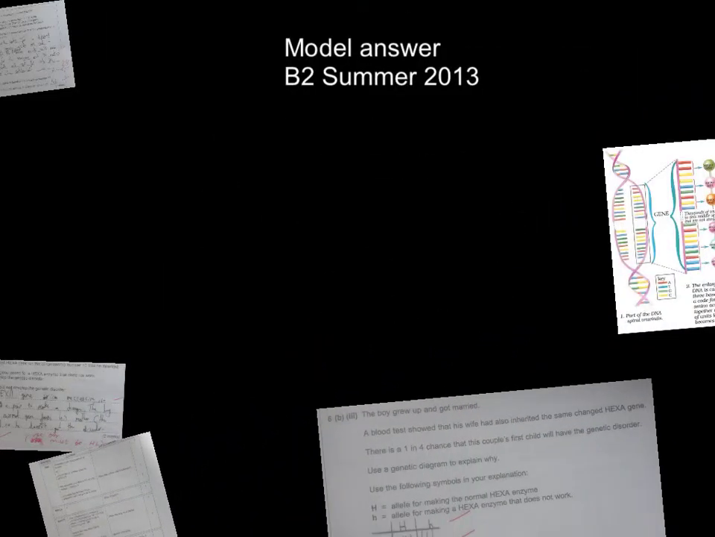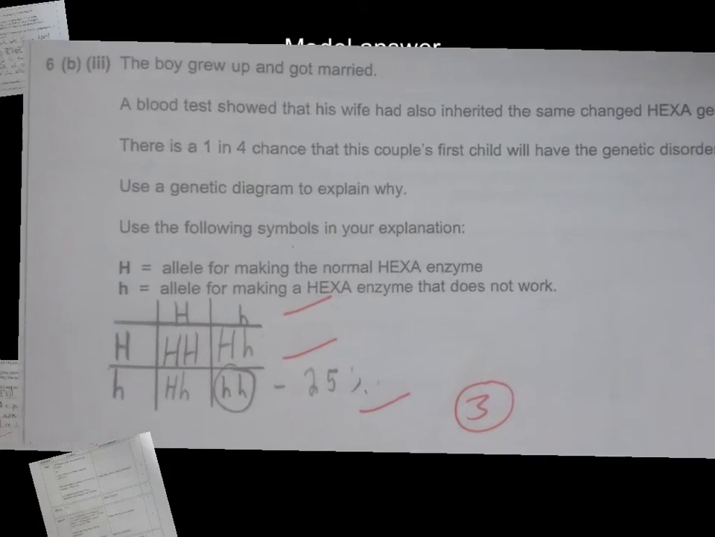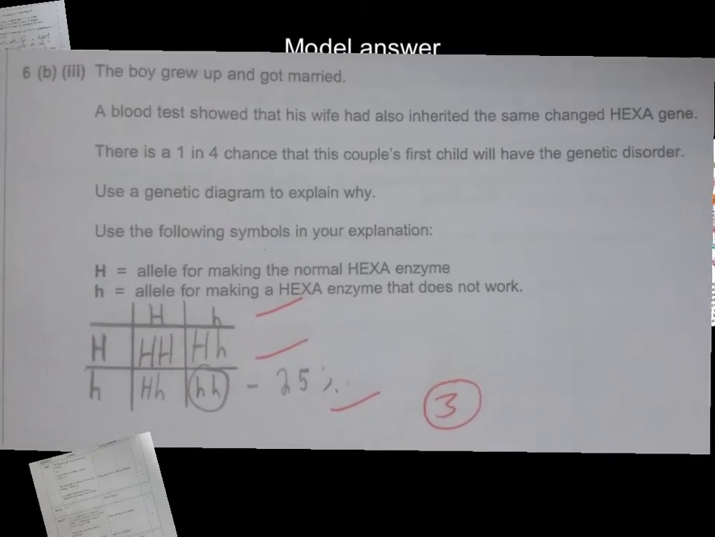Last little bit of the question, here it is. So this boy, who we know is big H, little h, with big H being the normal, little h being the recessive one for having the genetic disorder. So he's got married. So we're making sense of this as we go through. We're not rushing straight on. The blood test showed that his wife also inherited that dodgy gene. And it tells us there's a 1 in 4 chance. Alright, so that is a big clue there.